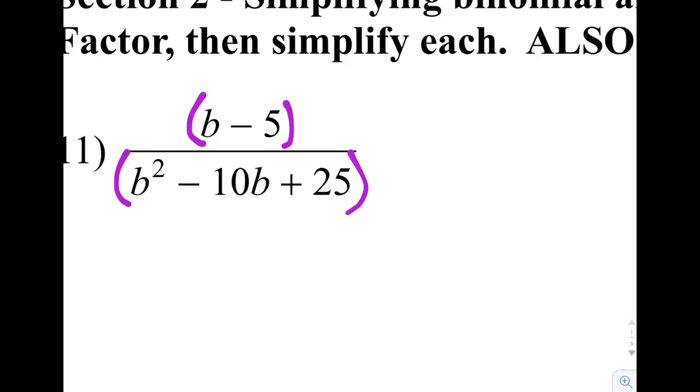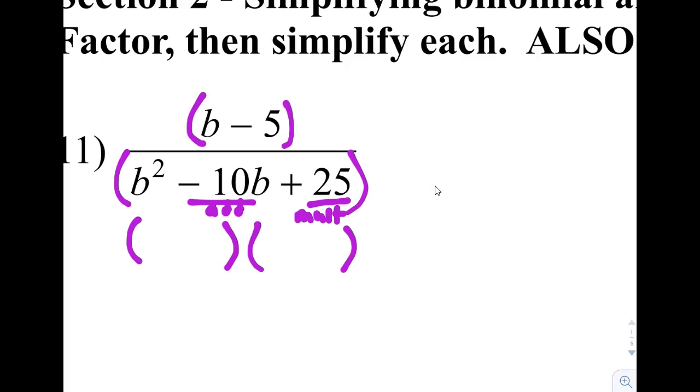On the bottom, b squared, negative 10b, and 25. These two have a b in common. These two have a 5 in common, but all 3 of them have nothing in common. However, if you remember, when we have 3 terms, there's a different way of looking at these where we ask what multiplies to the number on the end and adds to the number in the middle. When we do that, we can come up with 2 binomials. So we're going to say, what is the way that we can multiply to 25 and add to negative 10?